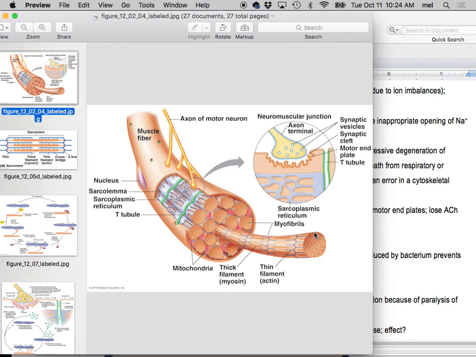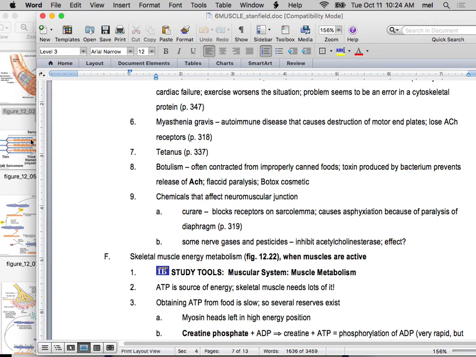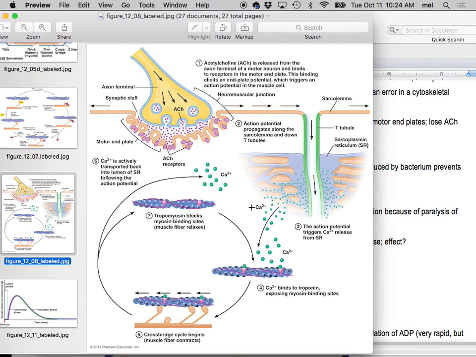Their life expectancy is longer than it used to be, but they still don't usually live to adulthood, these little boys. And sometimes girls, just not very often. Okay, so myasthenia gravis. Myasthenia gravis is an autoimmune disease. So let me show you what this one does. Myasthenia gravis is an autoimmune disease.